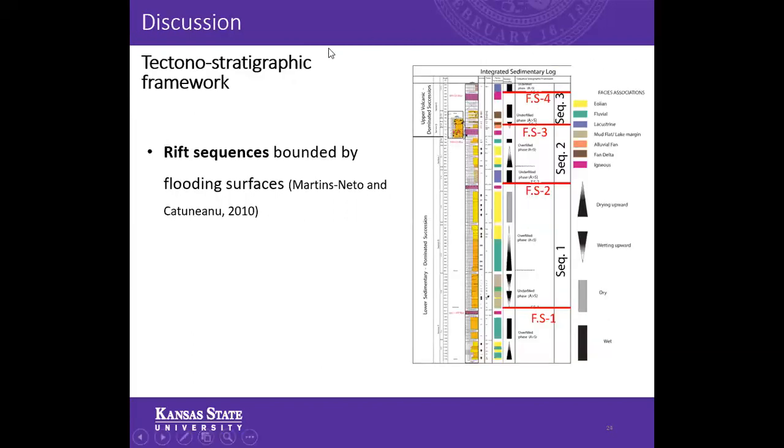In terms of tectonic stratigraphic framework, we were able to identify 3 rift sequences following the ideas put forward by Martins-Neto and Catuneanu. According to their method, flooding surfaces are used as key surfaces. We were able to identify the flooding surfaces, which record the flooding event or increase in base level. For our study, we identified those by juxtaposing facies indicative of higher base level. We were able to identify 4 flooding surfaces, and bounded by those, there are 3 rift sequences, which is a function of tectonic pulse and subsequent creation of accommodation to sediment supply ratio.